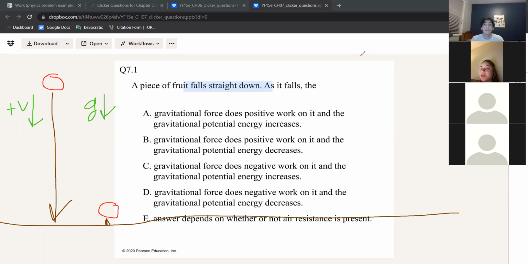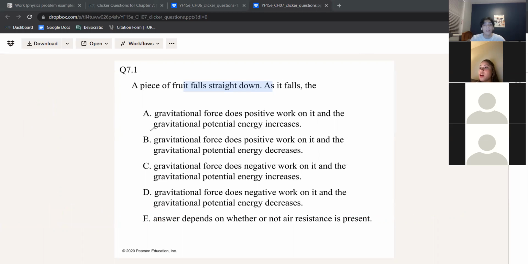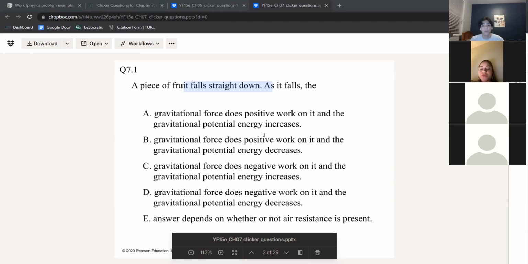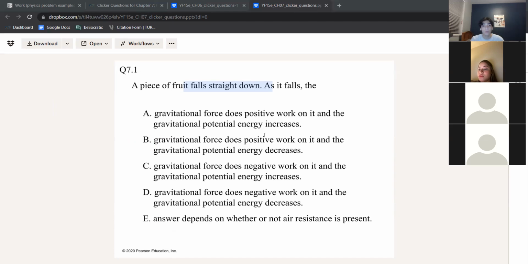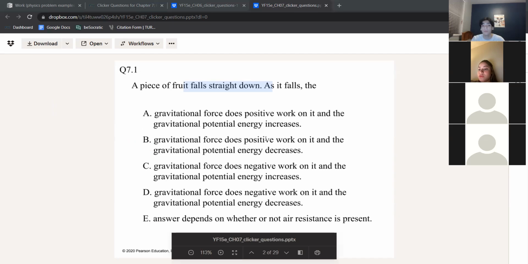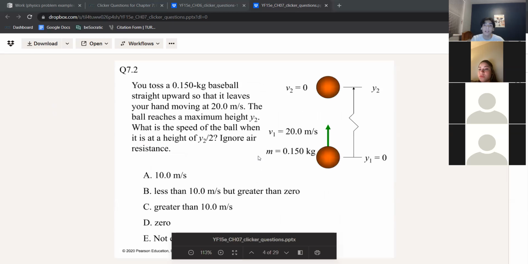I would say B, the gravitational force does positive work on it, and the gravitational potential energy decreases. Agreed. Because the gravitational force also pulls it down, and it's going down as well, so they're going in the same direction. So it's definitely going to be positive. One way to remember it is, if they go together, it's positive, but if they're going against each other, it's negative. I don't know if that applies for everything, but that helps in this case. And we're correct. It's B. So good job, y'all. We can now look at 7.2.